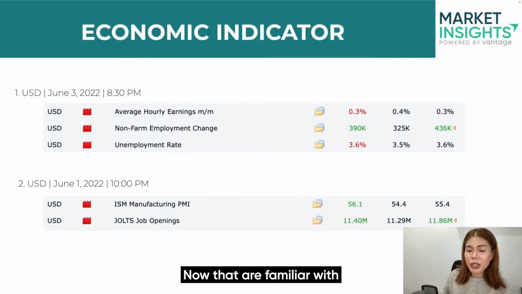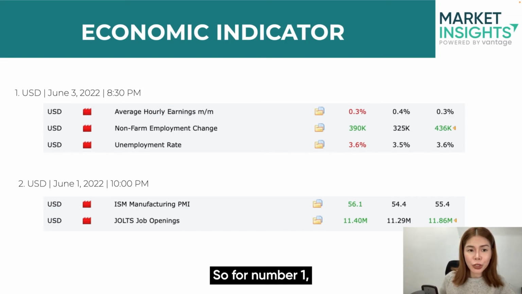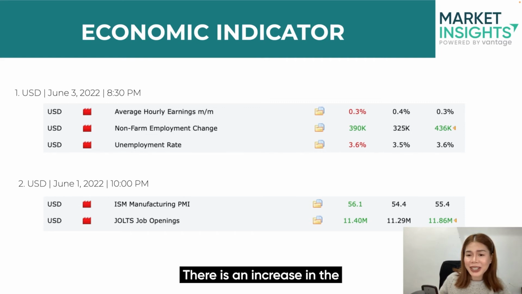Now that you're familiar with the definition of each indicator, let's take a look at how we analyze them if they are released together. So for number 1, this is a USD data. These are all labor market data, for June 2022, 8:30 p.m. Average hourly earnings is 0.3% versus 0.4% forecast versus 0.3% previous. There is an increase in the average hourly earnings by 0.3%, but this is less than what is forecasted. That's why it's red in color.